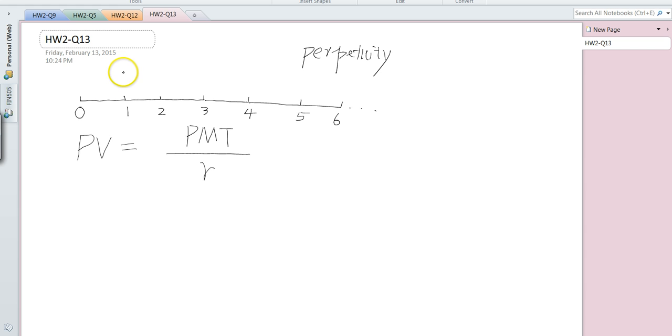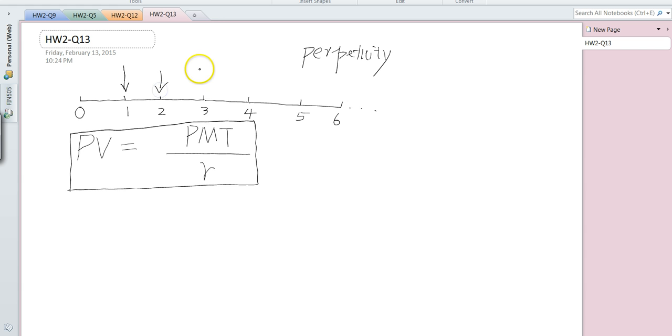So very importantly, we need to understand that we stand at year 0. That's our present moment. So to apply this formula, the first payment has to start from year 1 and continue forever. So that's how we apply this formula.